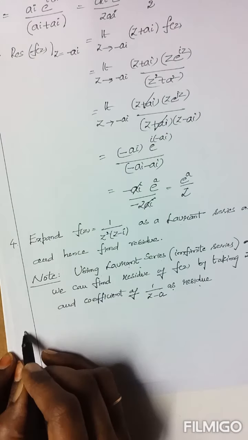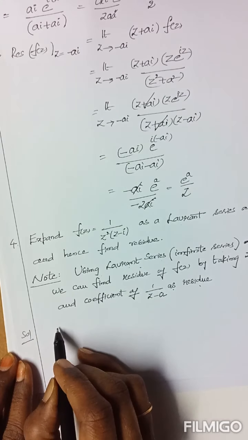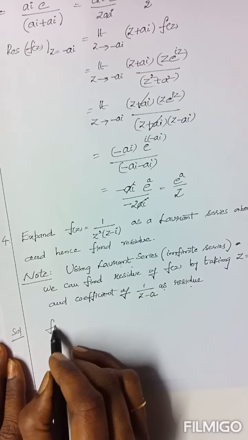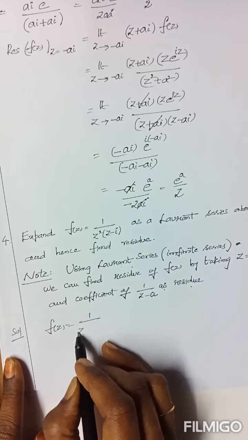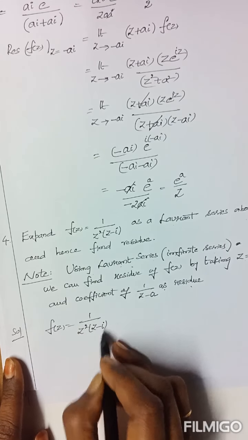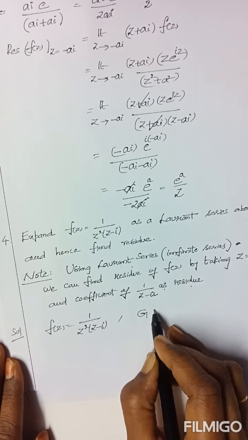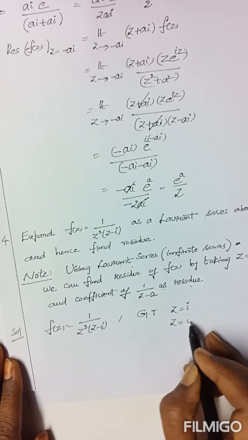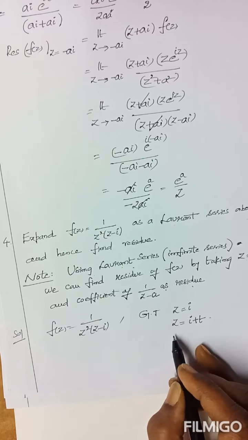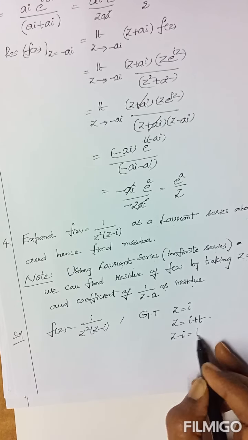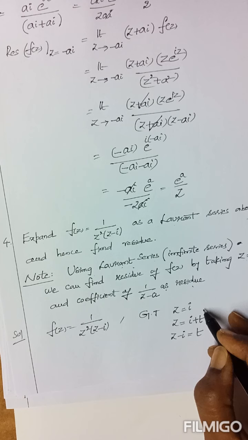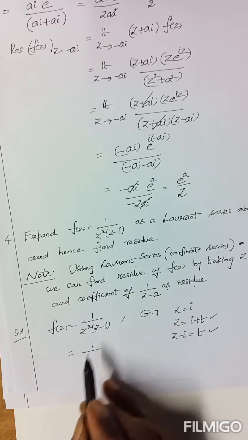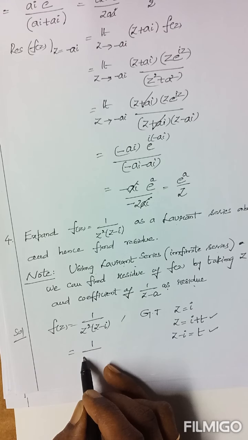So the first solution: we need the residue about z equal to i. So f of z equals 1 by z square into (z minus i). The given point is z equal to i. Now as per the procedure, z equal to i plus t, then z minus i equals t. Now substitute these two in our given function. 1 by z square, what is the value? z is i plus t.